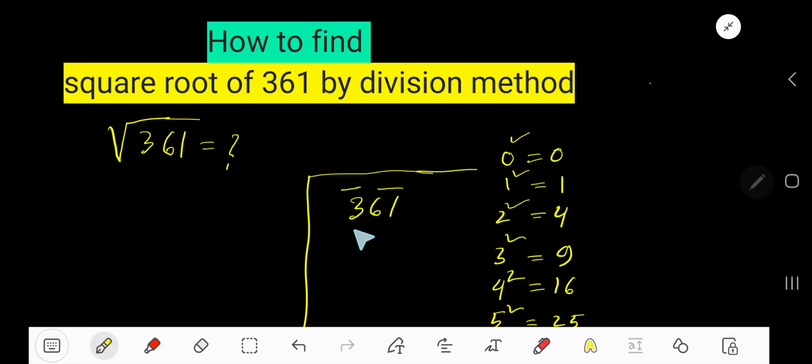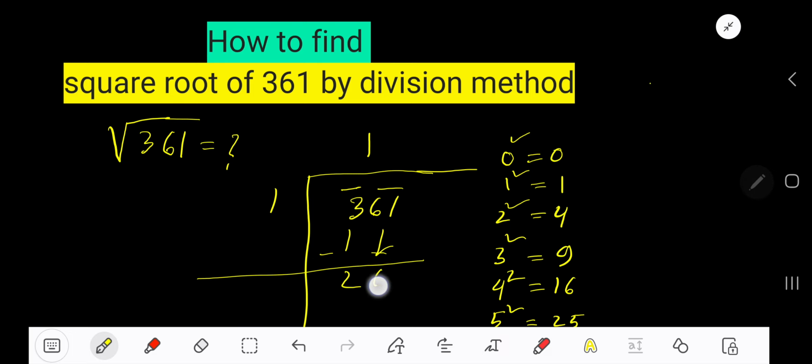Now target the first group and place here a number whose square will be equal to 3 or close to 3. If you place here 2, then 2 squared is 4, which is greater than 3. So 2 is not acceptable. Place here 1, so 1 squared equals 1. Look, if you place here 1, the same thing will come here. 1 times 1, 1. Subtract, you are getting 2.